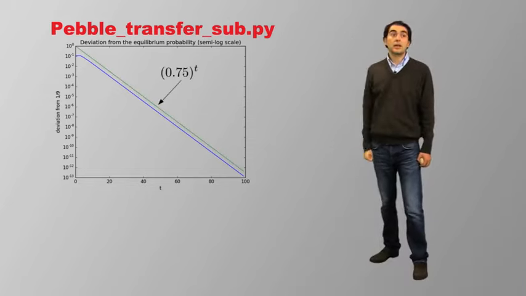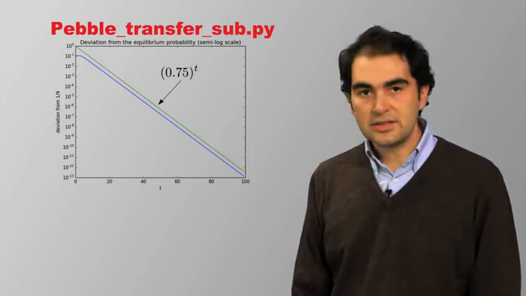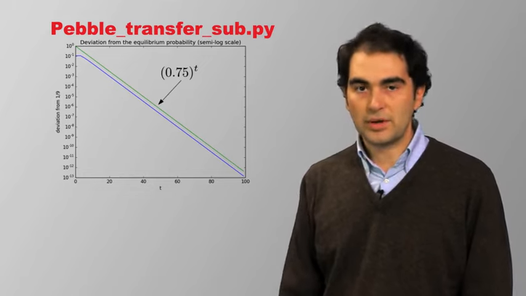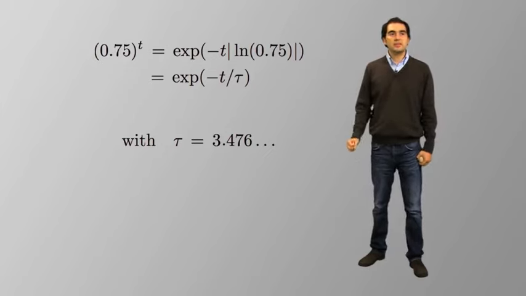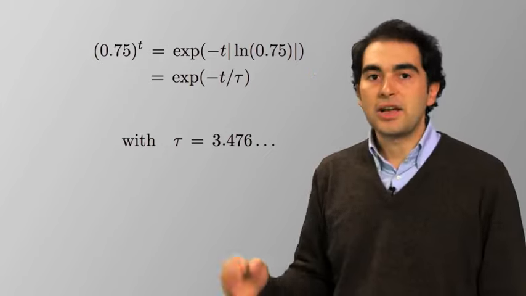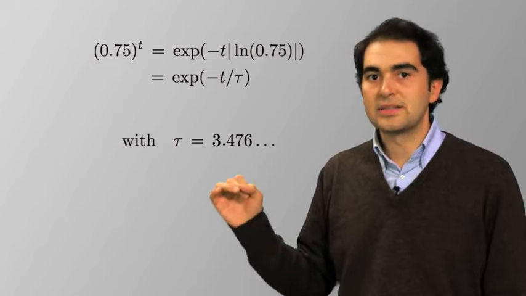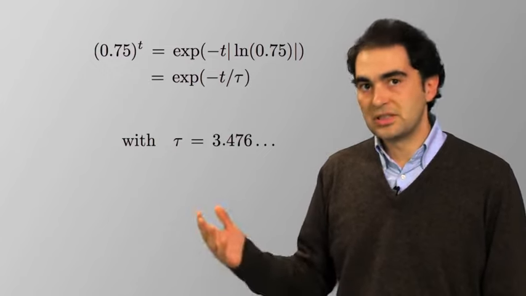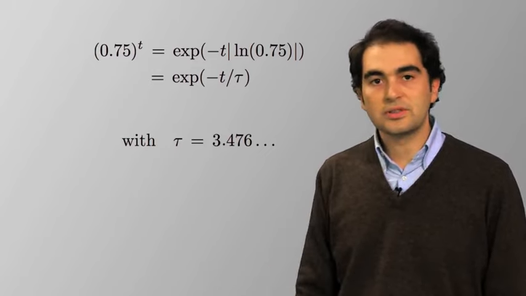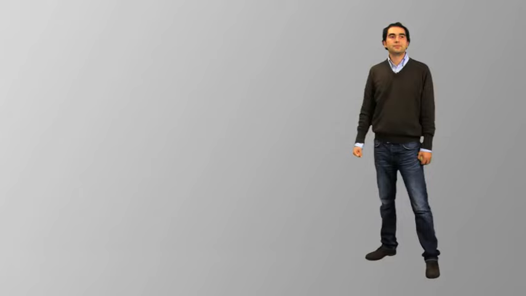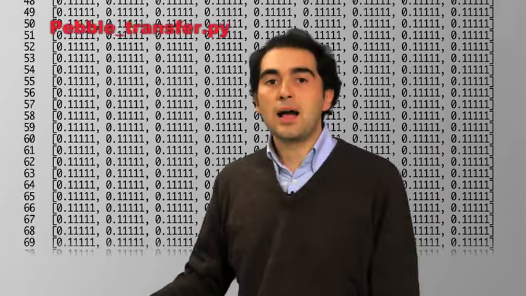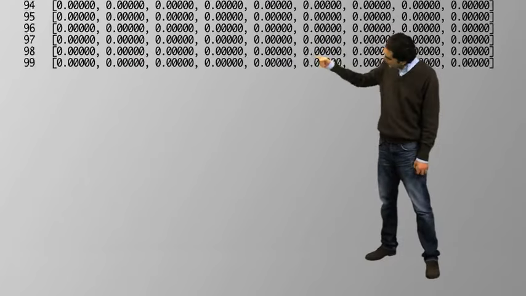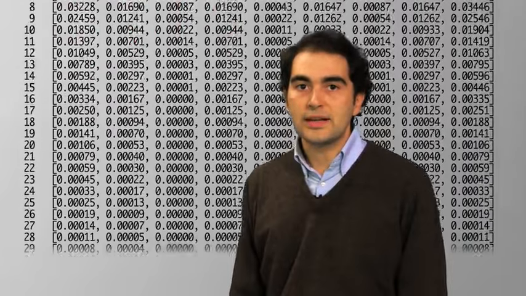The slope of this line is the same as the function 0.75 to the power t, the second eigenvalue to the power t. Let us now put 0.75 into an exponential. This gives exponential of minus t log 0.75, which can also be written as exponential of minus t over tau. Tau, which is more or less 3.4, is the correlation time introduced by Werner at the beginning of the tutorial. Let's go back to the original evolution of the probability vector pi t. It is after a few correlation times tau, let's say 4 or 5, that the equilibrium is reached, and the correction to the equilibrium disappears for all intents and purposes.